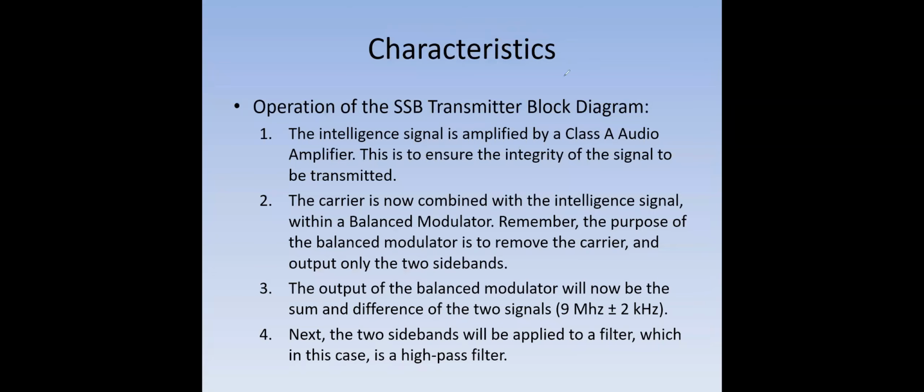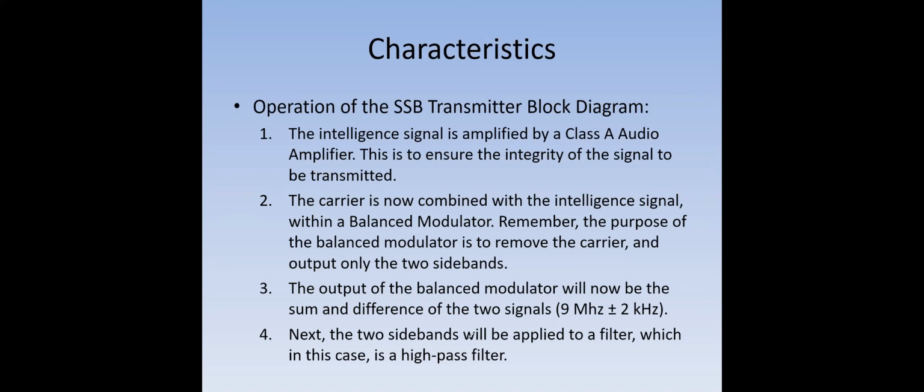So the operation of it, as we break it down, the intelligence signal is amplified by a Class A audio amplifier. This is to ensure the integrity of the signal to be transmitted. The carrier is now combined with the intelligence signal, which we just saw within the balance modulator. Remember, the purpose of the balance modulator is to remove the carrier and output only the 2 sidebands. Then the output of the balance modulator will now be the sum and difference of the 2 signals, which we saw: the 9 megahertz and the plus or minus 2 kHz, which was our intelligence.